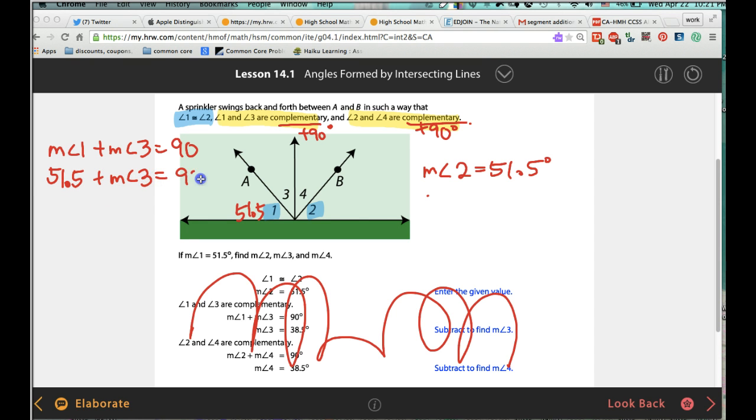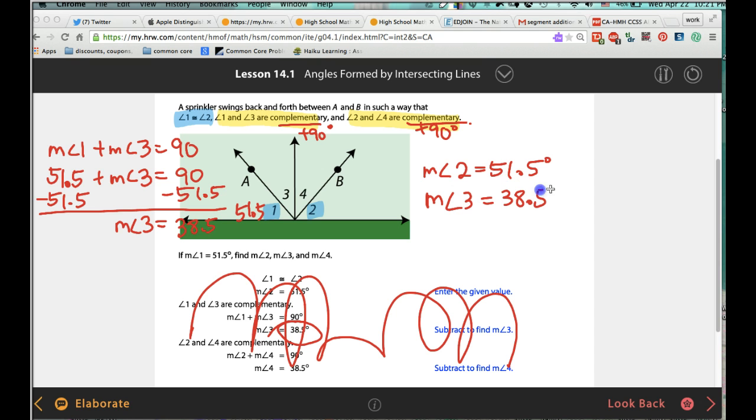Okay? So in order for us to find the measure of angle 3, all we have to do is subtract 51.5 from both sides. This becomes 0, measure of angle 3 equals, and if you subtract, you'll get 38.5, and you already know that because you can kind of see it here. So measure of angle 3 is equal to 38.5 degrees.